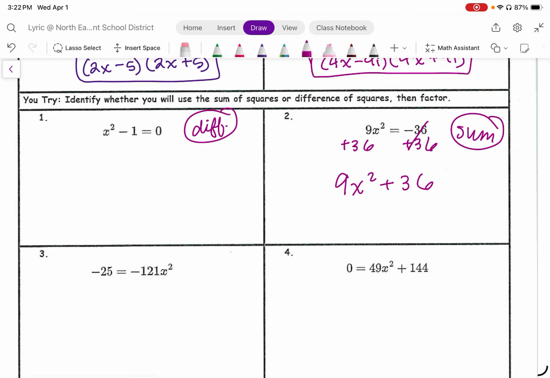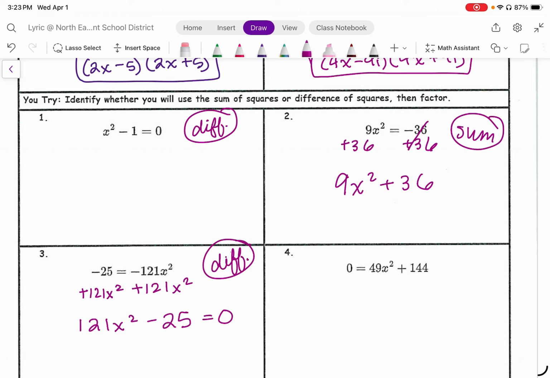3, how do we get 3 into standard form? We said we don't want that x squared term to ever be negative, so that should be what we move over to the other side, leaving us with 121x squared minus 25 equals 0. And now we can see it's minus, so this is going to be difference. And this one, number 4, is already in standard form, so we're going to say this is sum. And you know what? I'll just do these with you guys.